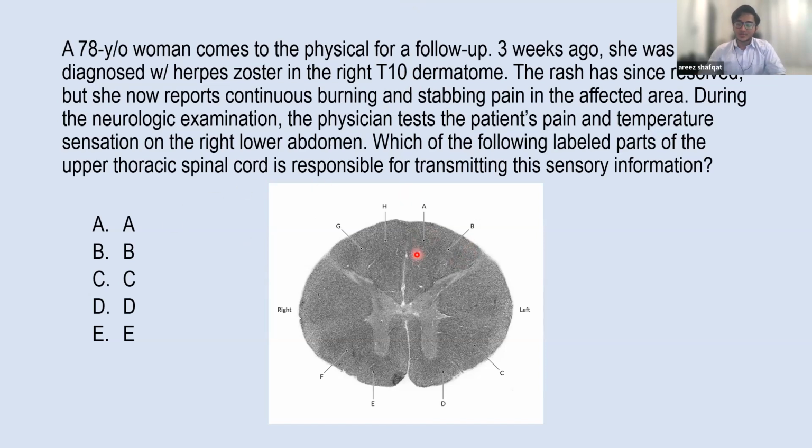So A corresponds to the dorsal column, H corresponds to the dorsal column. So these four are out completely because these are dorsal column. They don't carry pain sensation. Let's look at D.